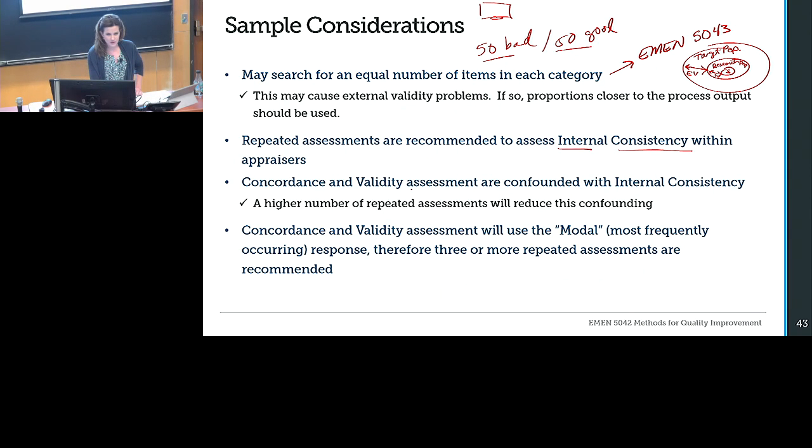And the same thing goes here with concordance and validity. Remember, internal consistency has to do with within variation. Concordance and validity, which is concordance with a standard, right?